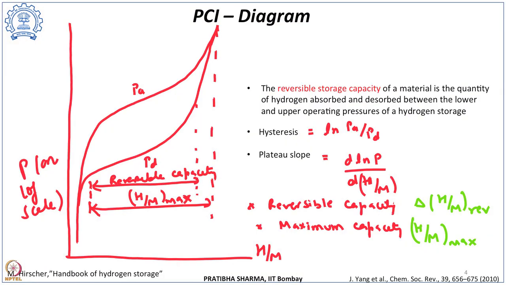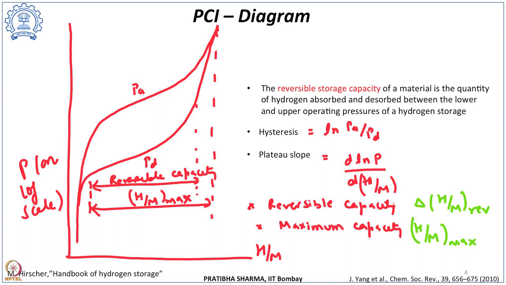So if we now consider a PCT curve or PCT diagram, we can see that this is a typical pressure composition isotherm which has a sloping plateau, and then there is a hysteresis as well. So this is, let us say, the absorption curve, and this is the desorption curve. So there exists a plateau slope, there is a hysteresis, and then we can identify the different terms in this PCT diagram. Now there are two terms which are related to the capacity here.